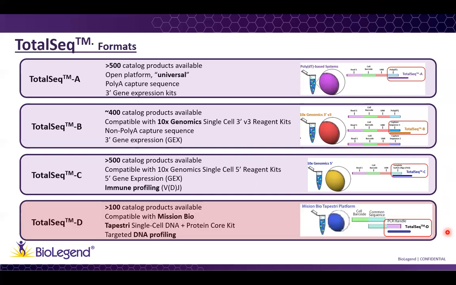And last, I want to introduce TotalSeq D. These antibodies work in a completely different platform that does not measure any RNA at all, and that specifically measures DNA. TotalSeq D antibodies are formatted to work specifically with a Mission Bio Tapestri system. Capture of the TotalSeq D oligo is achieved via biotin-streptavidin dependent on a common sequence that targets single-cell DNA and protein profiling.